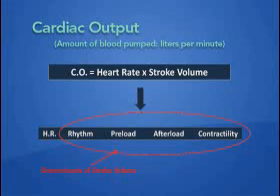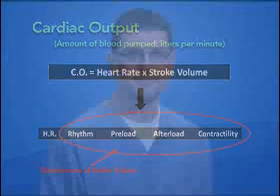You may remember from nursing school, cardiac output equals heart rate times stroke volume. Another way to determine cardiac output is the heart rate, rhythm, preload, afterload, and contractility. Therefore, the last four must determine the stroke volume.